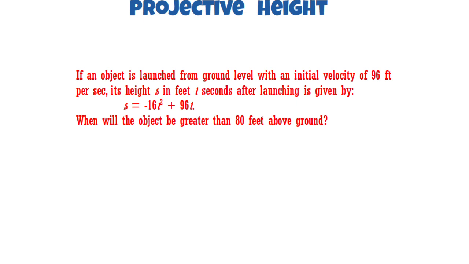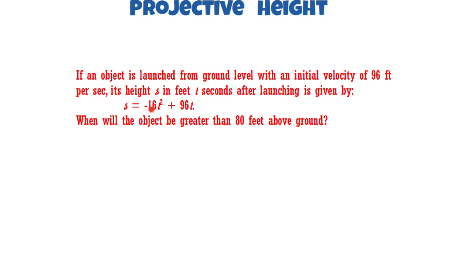This problem is an example of where you might want to be using an inequality on a quadratic. It's that free fall motion formula again. If an object is launched from ground level, notice it's from ground level, so that's why there's no constant here, because that's a 0, with an initial velocity of 96 feet, which is already entered into the formula for you. Its height is measured after t seconds, given by this formula.